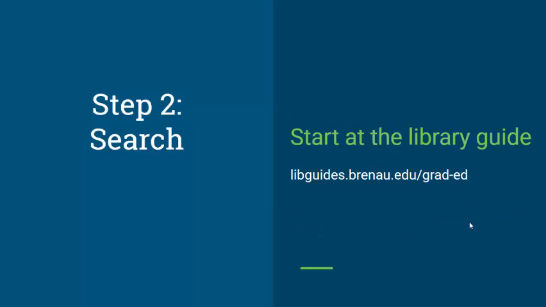When you are searching, make sure that you start at the library guide that I showed you guys in the previous video. This is the URL for it, libguides.brunel.edu/grad-ed. And that's going to start you out with nice education-centered databases. I would not start with the search box that's in the middle of the library homepage because that's kind of intended for undergraduates. It gives you a lot of information that's not necessarily targeted to what you want.